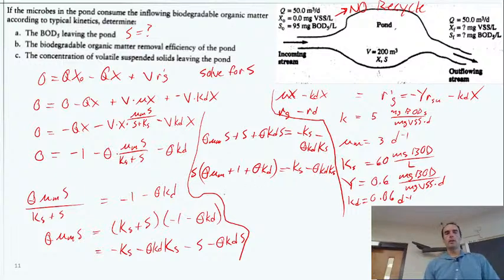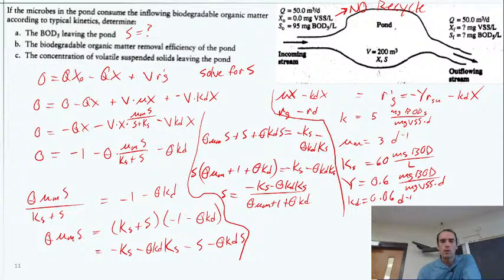All right, so finally we can get s equals minus ks minus theta kd ks all over this theta mu max plus 1 plus theta kd. Okay, and I think we can simplify that a little bit more. If we pull out that ks from the top, and I think I flipped a negative somewhere.